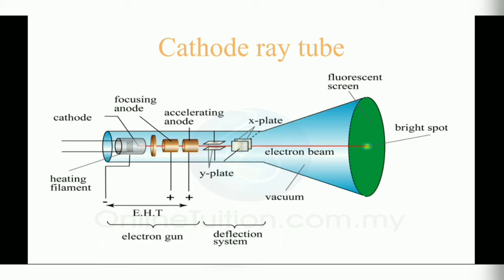In this, you can see there is a cathode, heating filament, focusing anode, accelerating anode, X plate and Y plate, electron beam, vacuum, fluorescent screen, bright spot, electron gun, deflection system.